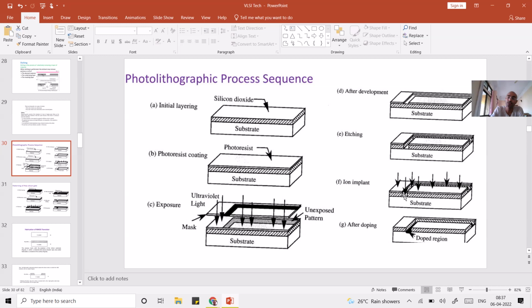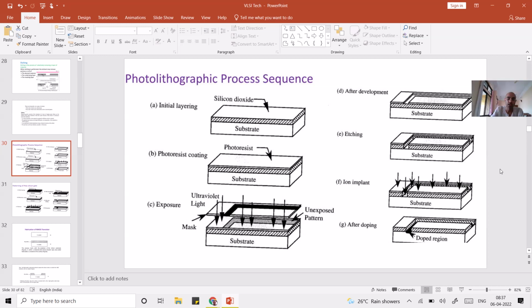So the photoresist can't handle that much temperature, and sometimes even evaporates or melts out. So if you do the ion implantation, then this photoresist can act as a mask. After that, the doping is done, and you form a doped region here under this region. It is shown here somewhere, but it should be shown completely. So this is what the photolithographic process is.